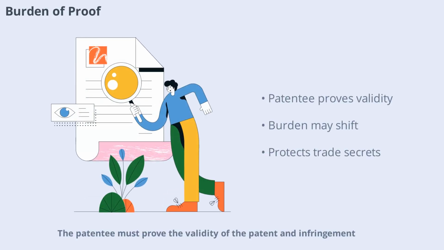Patentee must prove the validity of the patent and infringement. In process patent cases, the burden may shift to the defendant if the product is new and identical, or if the patentee cannot provide evidence of the defendant's process. If the defendant claims trade secrets, the burden shifts back to the patentee. This system ensures fairness and protects confidential business information.